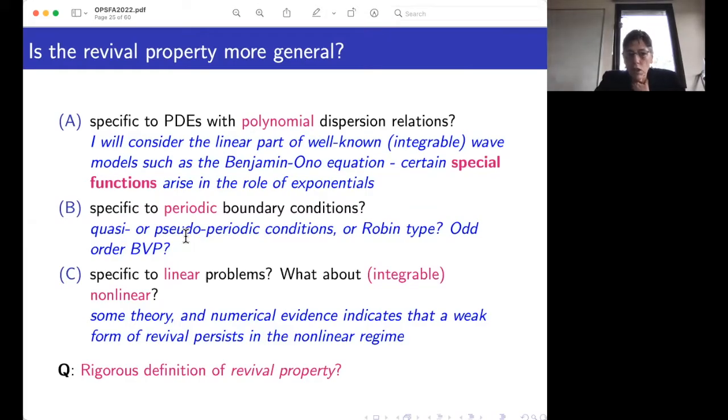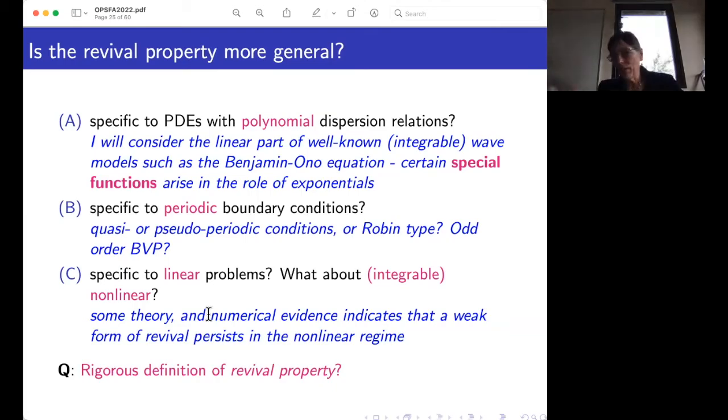I was also interested in studying what happens if the periodic boundary conditions are relaxed, taken more generally, quasi or pseudo periodic conditions, or maybe Robin conditions, and particularly for odd order equations such as the Airy equation. This is quite a non-trivial question.